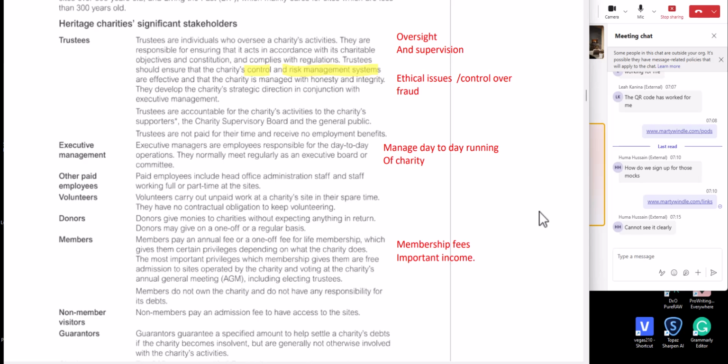Executive management. The charity supervisory board is a regulatory body who monitor the charity.